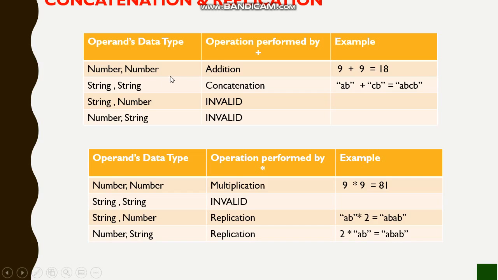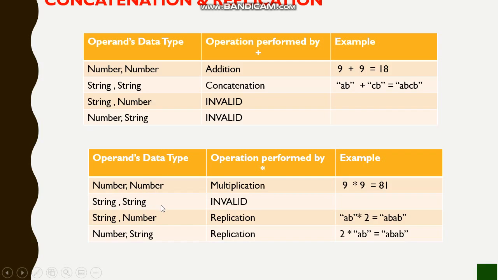To summarize, we can see that with the plus operator, the operand's data type matters. If both are numbers, addition is performed and 9 plus 9 becomes 18. With 2 strings, concatenation is performed, "AB" plus "CB" becomes "ABCB". And if you use a string and number or number and string, it is invalid.